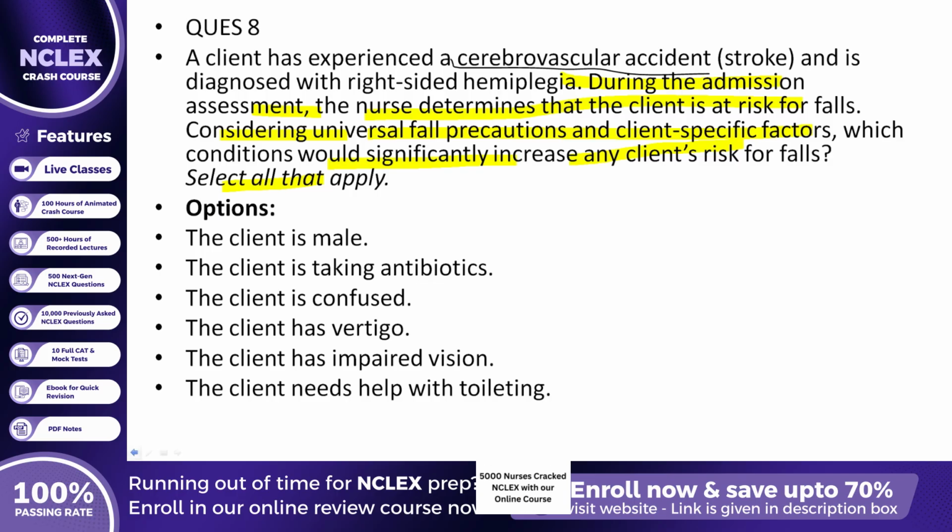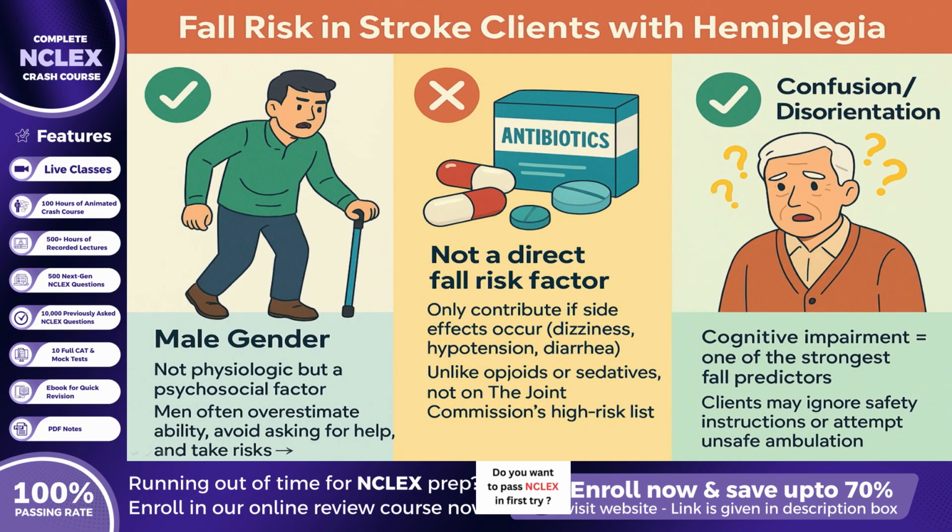The correct answers are options 1, 3, 4, 5, and 6. Now, let me walk you through the reasoning. Starting with option 1, the client is male. This is correct because although being male is not a physiologic risk factor, research shows that men are more likely to overestimate their physical abilities, avoid asking for help, or engage in risk-taking behavior. When combined with stroke-related mobility issues, this makes being male a recognized psychosocial risk factor for falls.